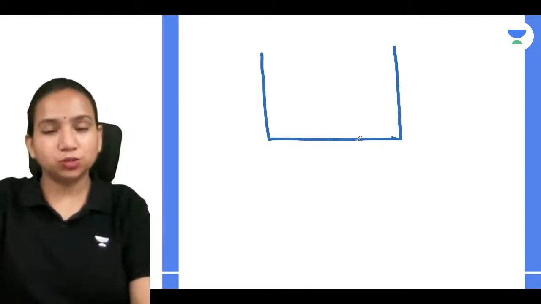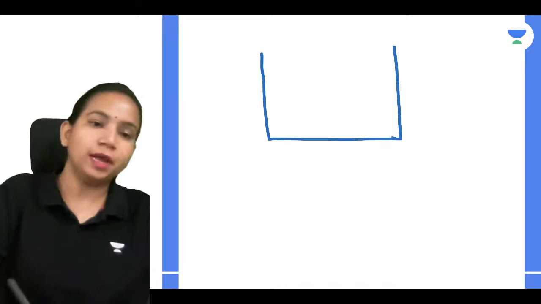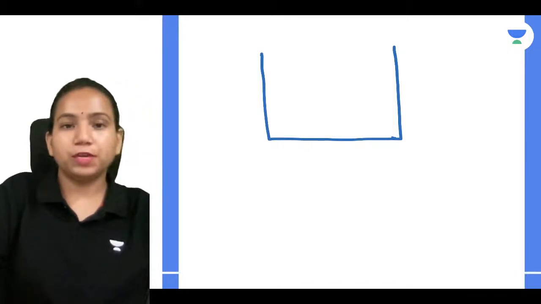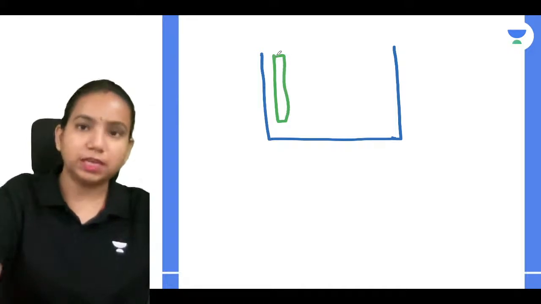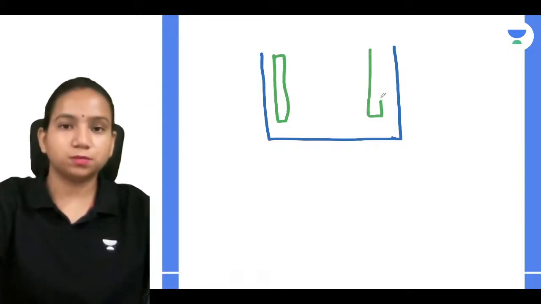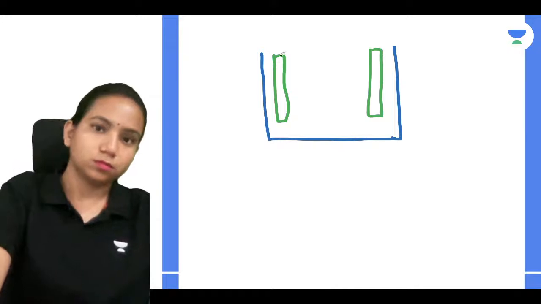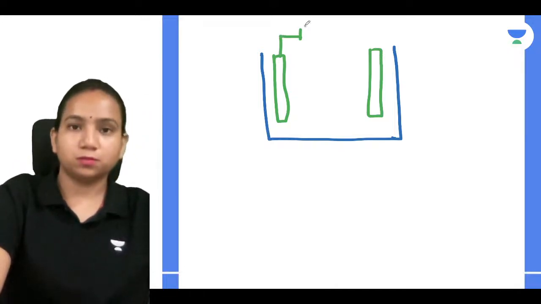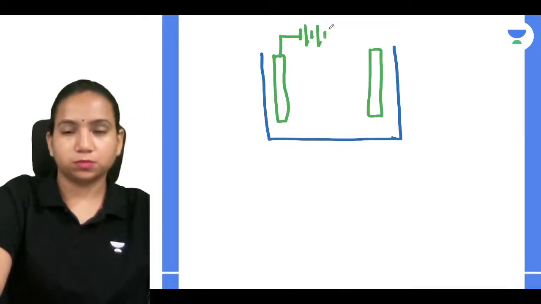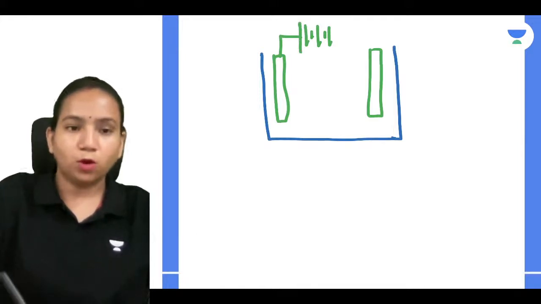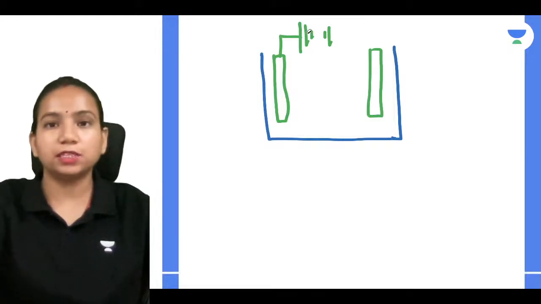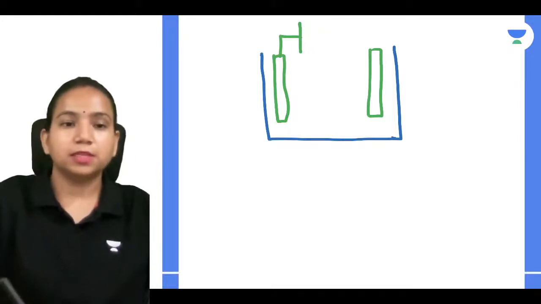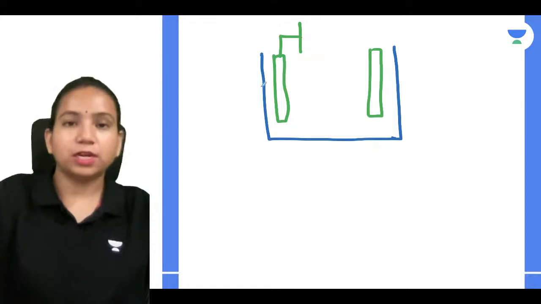Always remember, in an electrolytic cell there is only one compartment, and both of your electrodes are present in the single compartment only, whether it is the anode or the cathode. Both the anode and cathode will be connected to a battery, so that we can also relate.